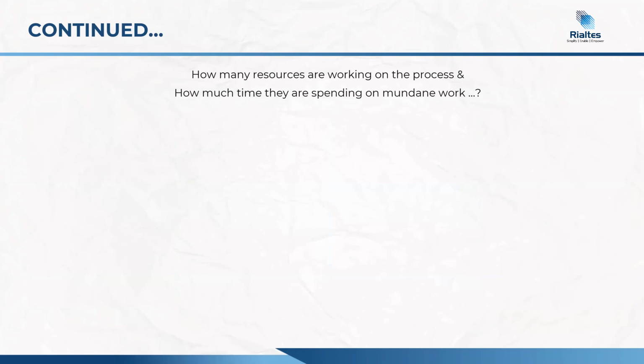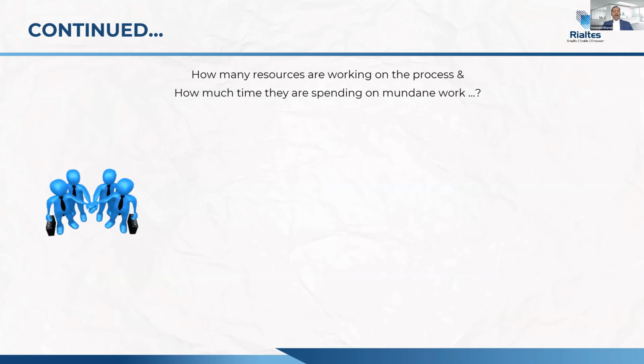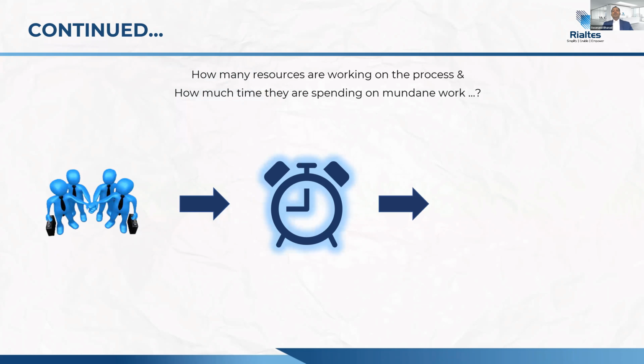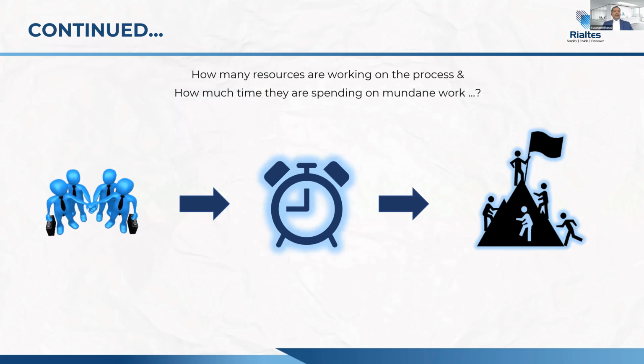Then we need to ask one important question to ourselves, like how many resources are working on this process. Like if you have multiple applications for multiple processes, it means you have a big workforce to do these activities. Now you need to calculate the number of resources and number of hours spent on the mundane work. If your team spends a minimum of 100 hours per month, then you should pick those processes for automation.